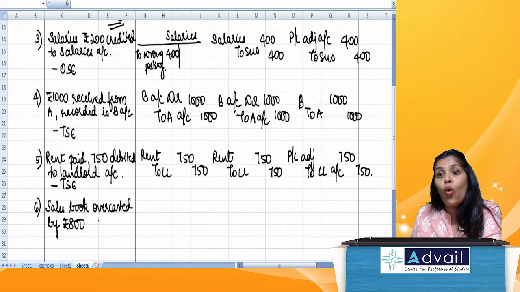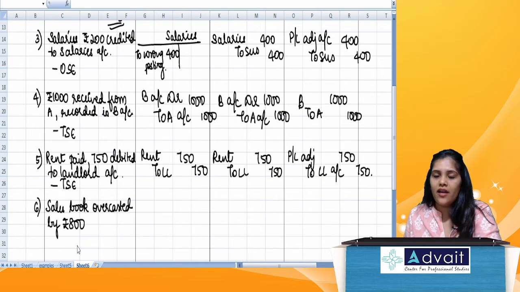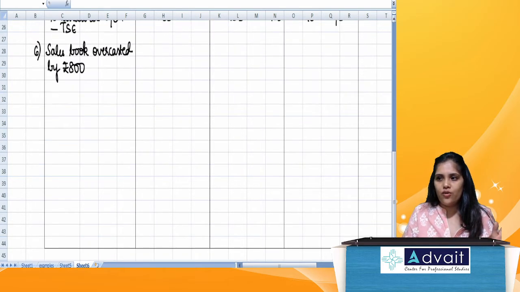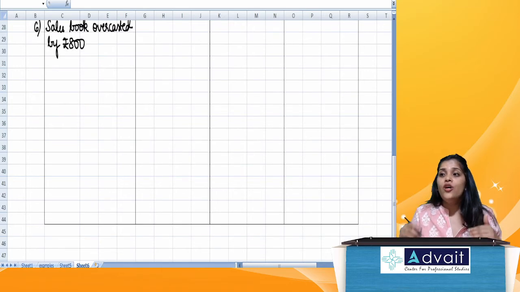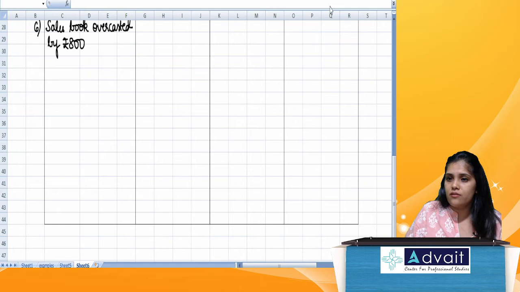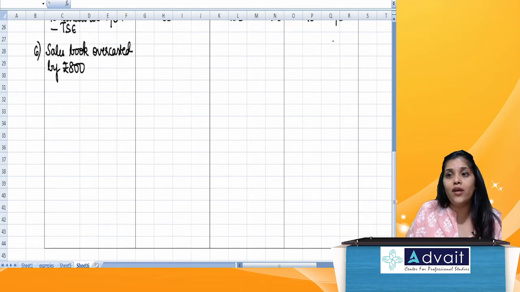Sales book overcasted by 800 means, let me tell you what has happened. When you are preparing the sales book, if the total was 1000 rupees, you wrote 1800. Overcasted means you are showing more.